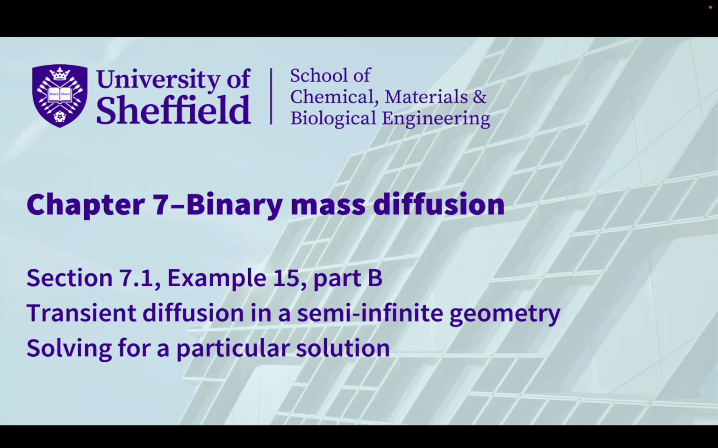Welcome to CPE 350, Chapter 7, Binary Mass Diffusion. We're going to be covering the second half of example 15, when we were looking at the transient diffusion of carbon dioxide into beer, and in this example we'll be solving for the particular solution.